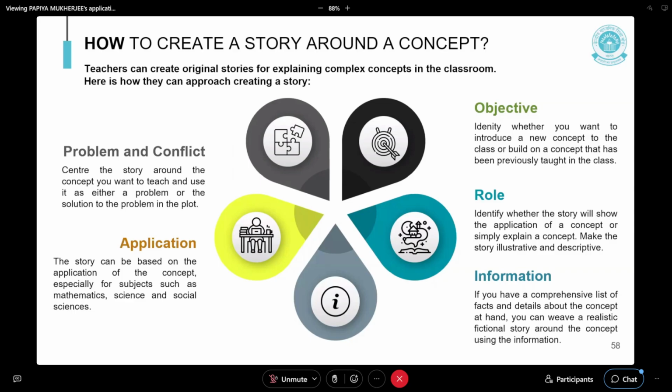The story can center around the concept, and it can be used either as a problem or a solution to the problem in the plot. The story can be based on the application of concepts, especially for subjects such as mathematics, science, and social sciences.